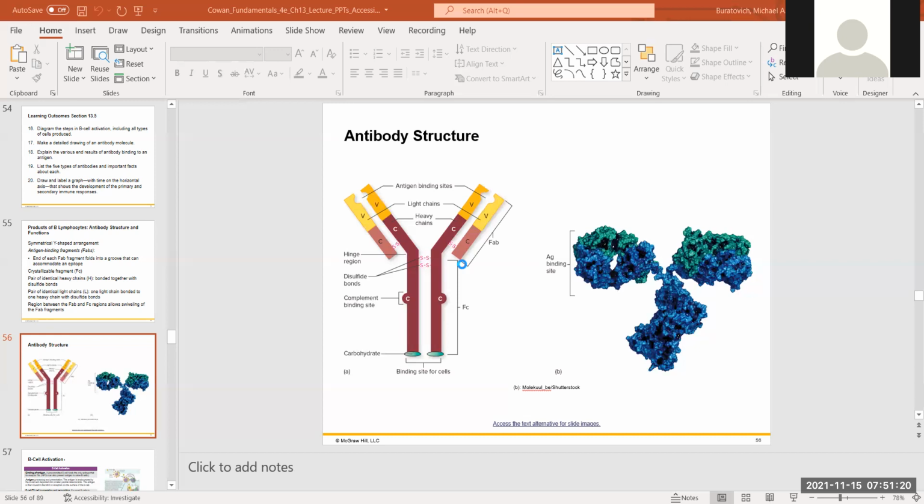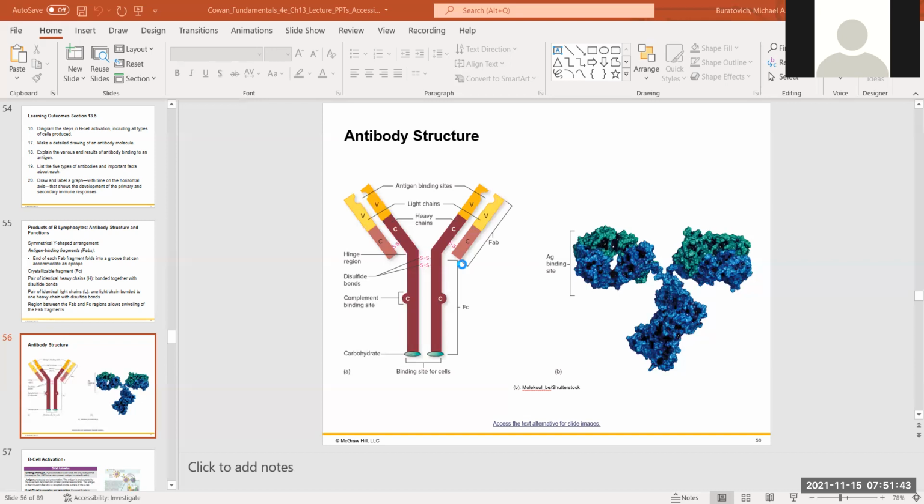This amino terminal part of the antibody, the front part of the protein, this end here, that's the part that binds the antigen. So that's why it is called the Fab. It's a fragment of the antibody that binds the antigen.